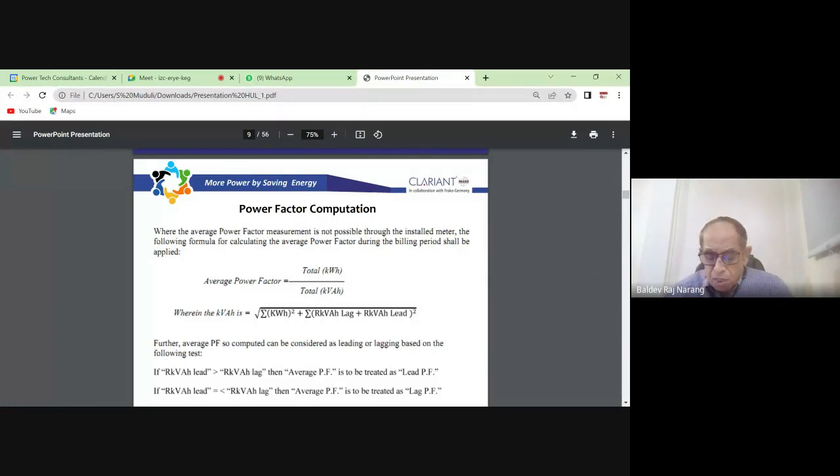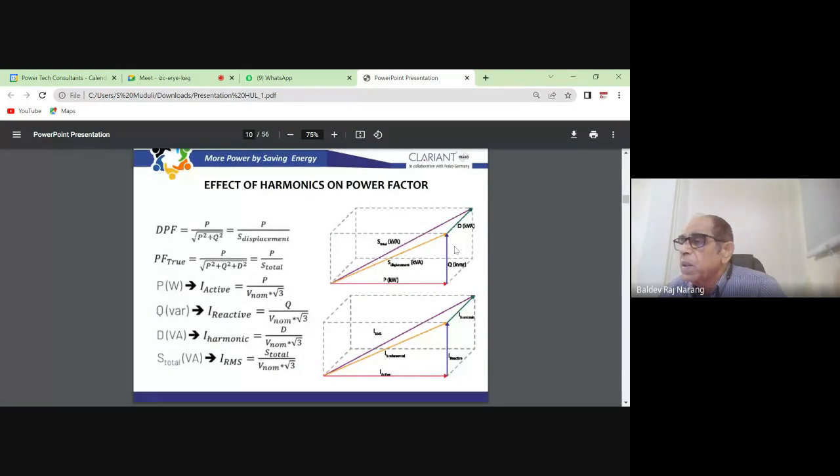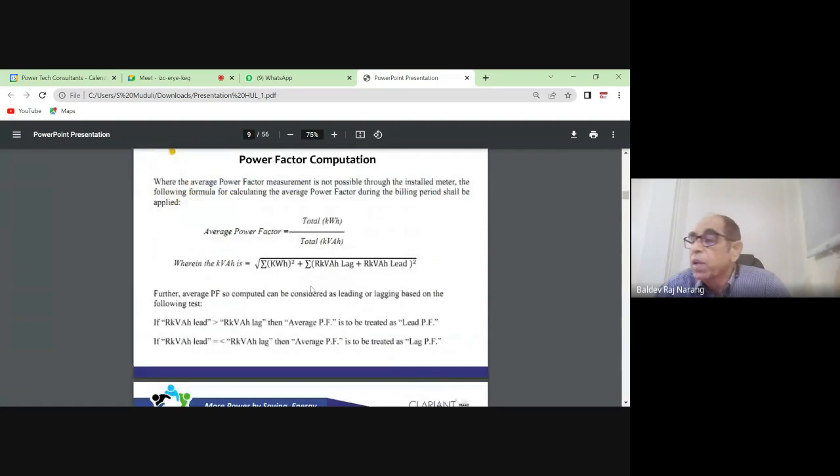So let's go to the next one. So what is happening is this one, just one slide before this. Yes, this one. So this average power factor, we all know, is kWh divided by kVAh, and kVAh is calculated. Earlier, it was kWh plus RkVAh lag, and that square root we used to take.